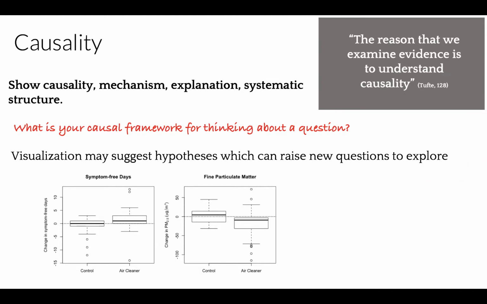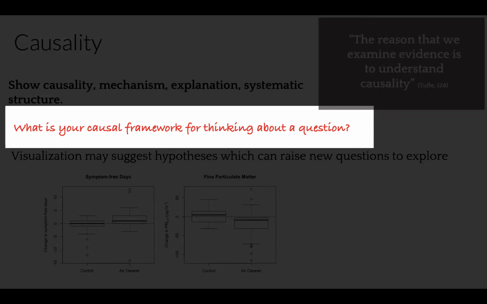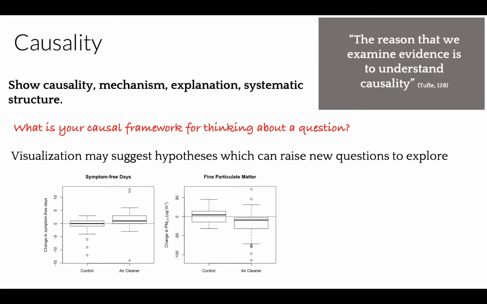Principle number 2, causality. This is the core principle behind data visualization. We need to explain, provide links between cause and effect, show causality, mechanism, explanation, systematic structure. Generally, it is difficult to prove that one event causes another event. However, it is useful to show your causal framework about the questions that you're asking. It may even help you raise new questions.